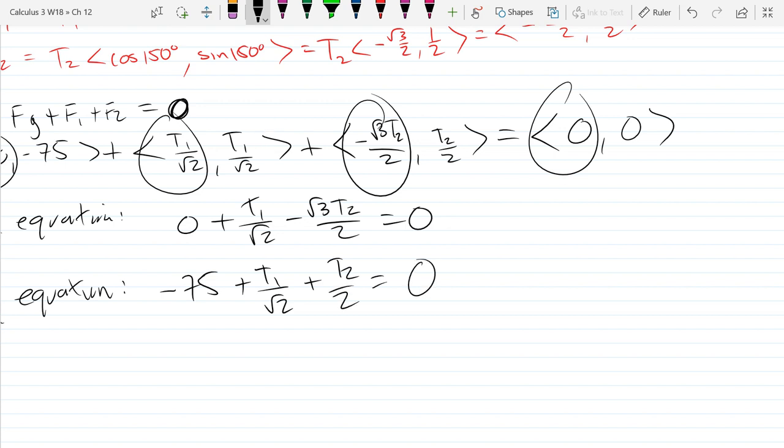Okay, solve for T1 and T2. So two equations, two unknowns. These are actually a really easy type of system. What is the name of this type of system? You can solve it with a matrix. So it's linear. Our T1 and T2 are not squared or square rooted. They're just a constant multiple of T1 plus a constant multiple of T2 plus a constant equals 0. So this is a linear system.